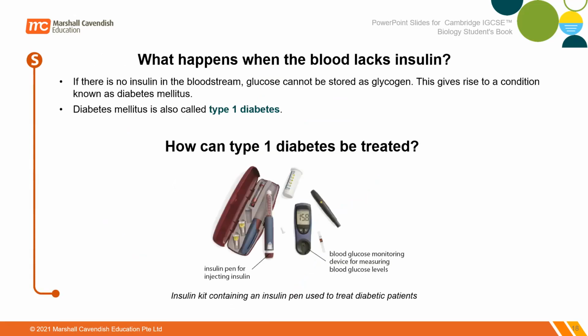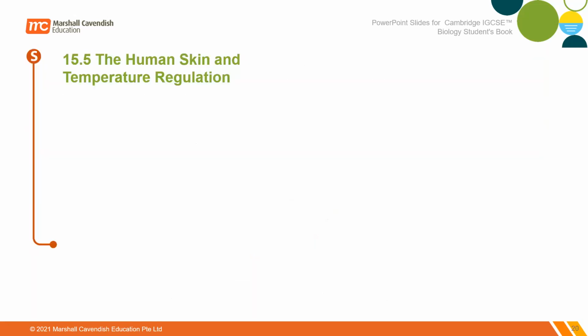If you don't have a sufficient amount of insulin, if the pancreas stops producing insulin, this means you will be diagnosed with type 1 diabetes, and the treatment for this is insulin injection.